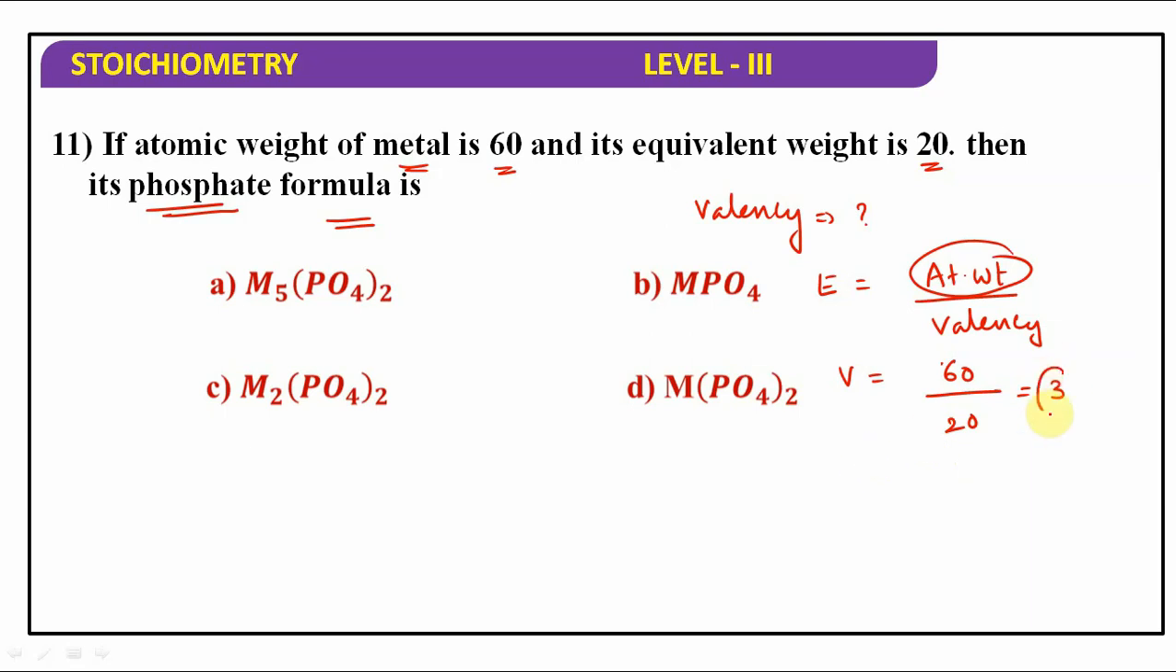Means metal valence is 3. But you know the phosphate valence is PO4 3 minus. Metal valence is 3 plus. So as per the crisscross method, both the valences are equal. Hence the formula is MPO4. So option B is the correct answer. Hope you understand.